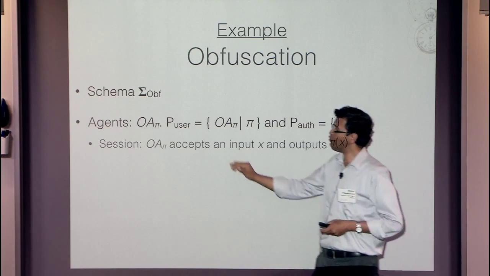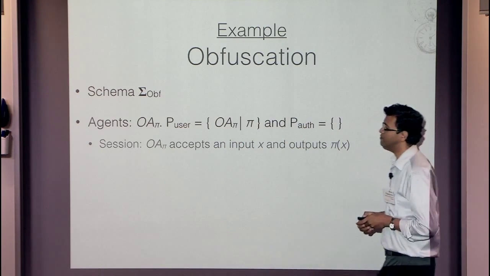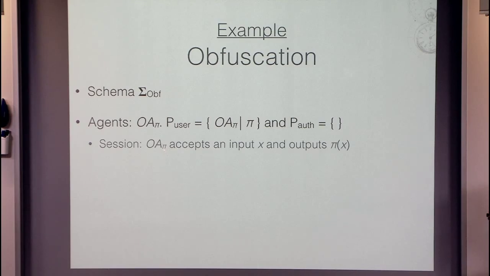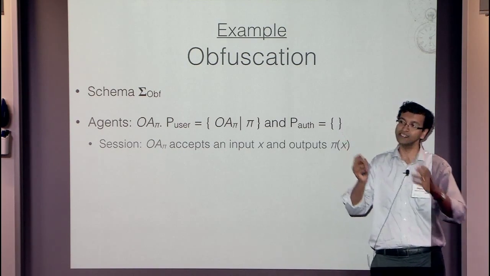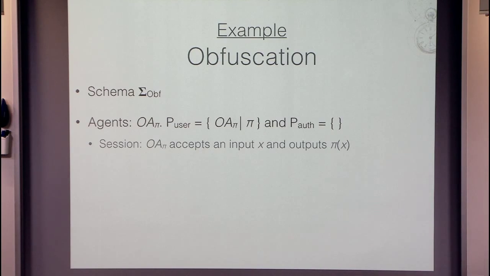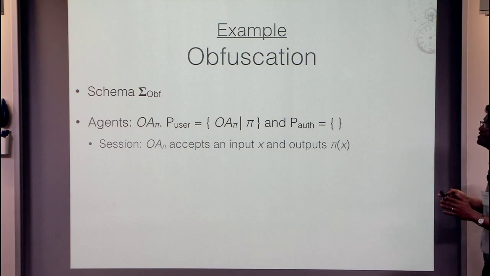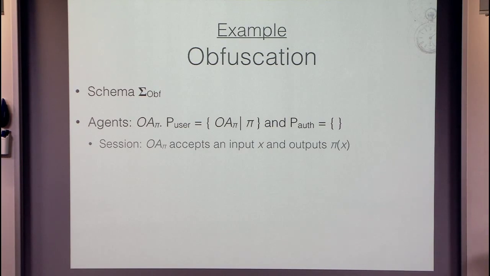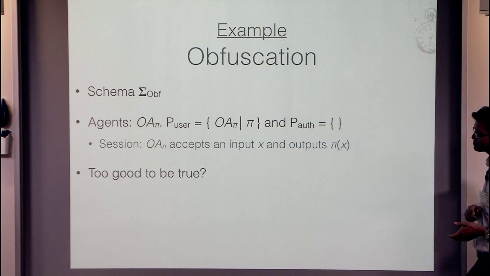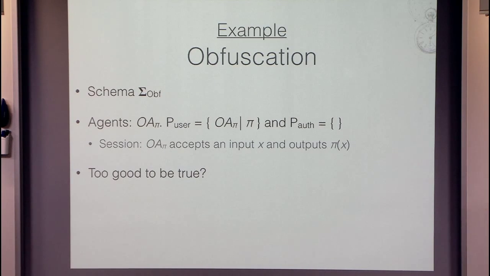And what is this kind of agent that everybody can upload? Well, it has a program inside it as a parameter. When you run it in a session, it runs by itself. It doesn't want to talk to anyone, but it does take an input X and it outputs the program executed on X. That will be the definition of the schema obfuscation. Now, that's a very nice definition of obfuscation. So, it's too good to be true.